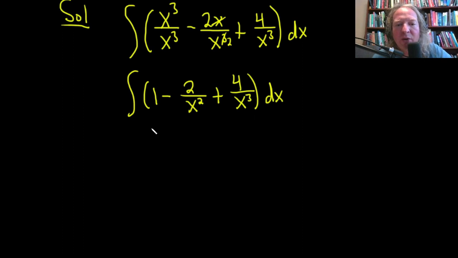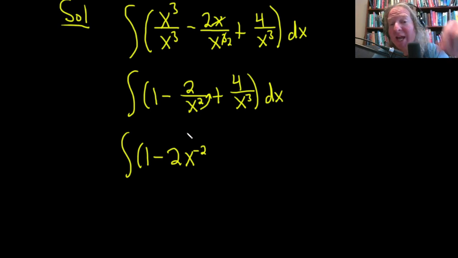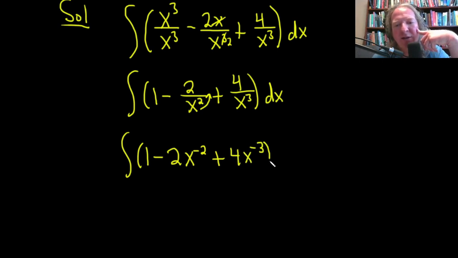So what we can do is the 1's okay. We can take this and we can bring it upstairs. So this will be minus 2x to the negative 2, right? Because it becomes negative when you bring it up. And then plus 4x to the negative 3 like that. And then dx. Okay, so now we're finally in a place where we can apply our rules.